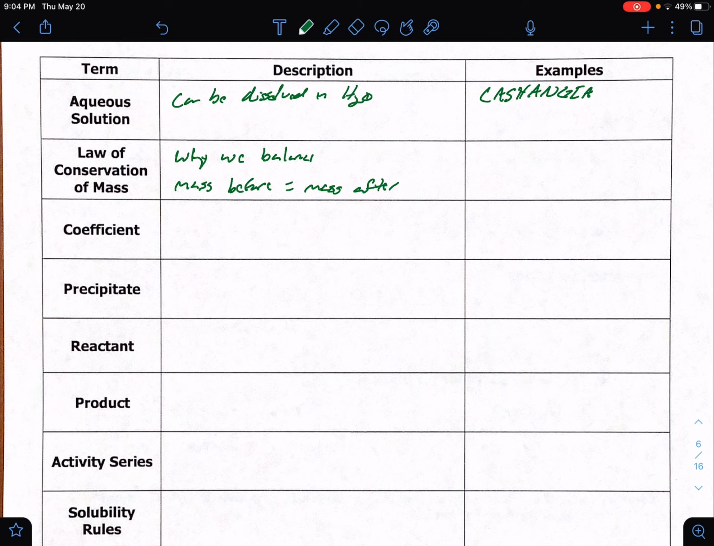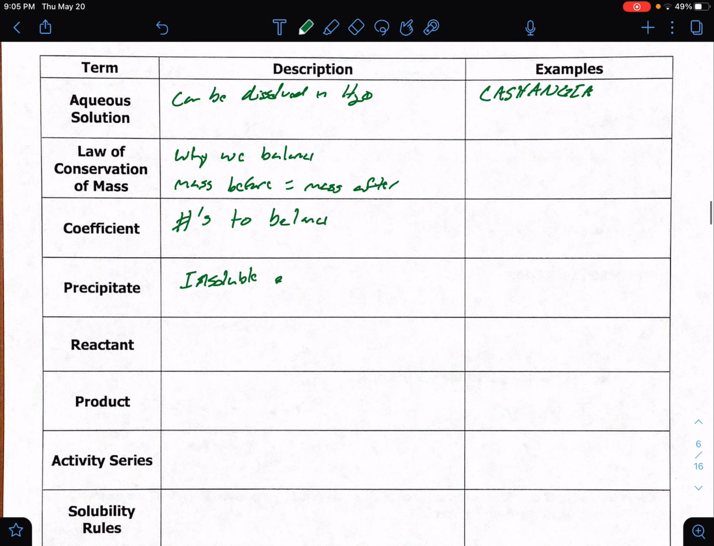Okay, and my next is coefficient. This is just the numbers we put in front to balance. So the numbers we put in front of the compounds to balance them out, that's what a coefficient is. A precipitate basically means it is insoluble, or it is a solid, meaning it will not dissolve in water. A reactant is going to be something on the left side of the arrow. A product is going to be on the right side of the arrow.